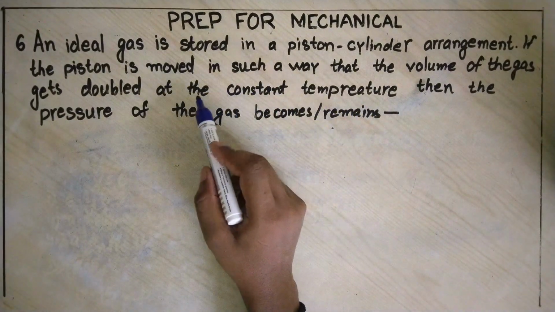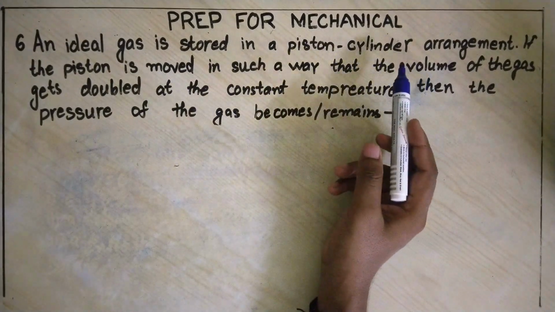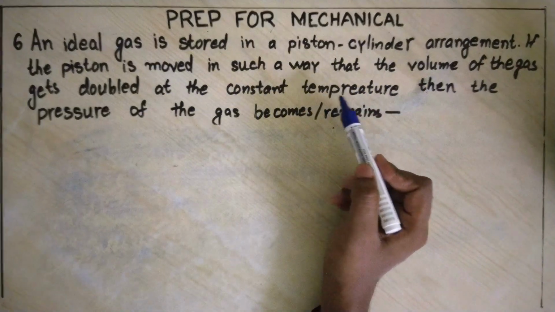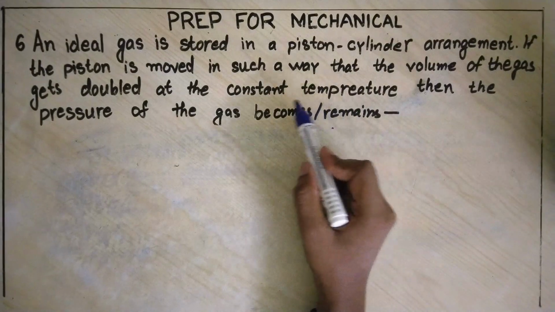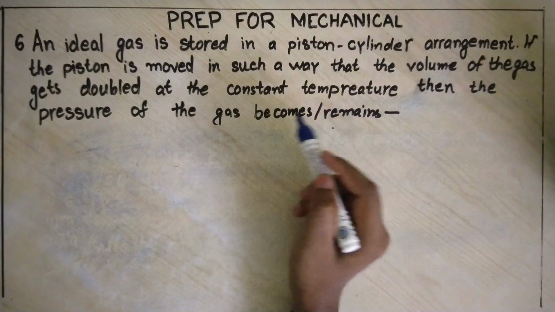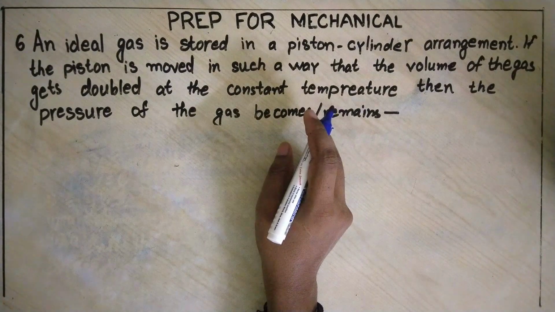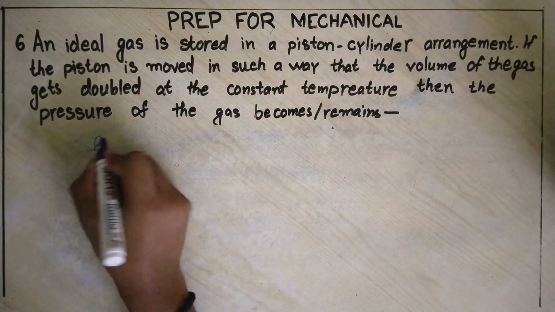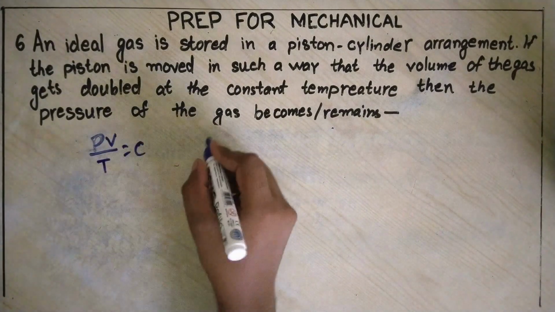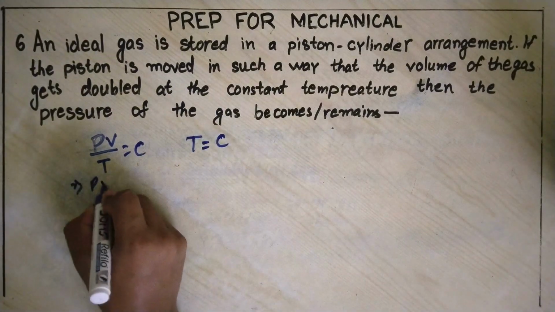Here in this question, an ideal gas is kept in a piston cylinder arrangement such that when the piston is moved, the volume of the gas gets doubled, and all this process is happening at constant temperature. What will be the change in its pressure? Since here the gas is an ideal gas, PV by T equals constant. Also T is given as constant, so PV equals constant.